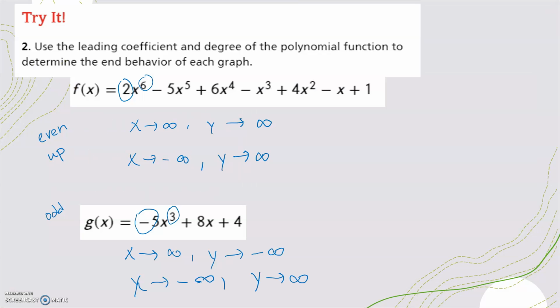All right, that is the lesson for the first section of the chapter.